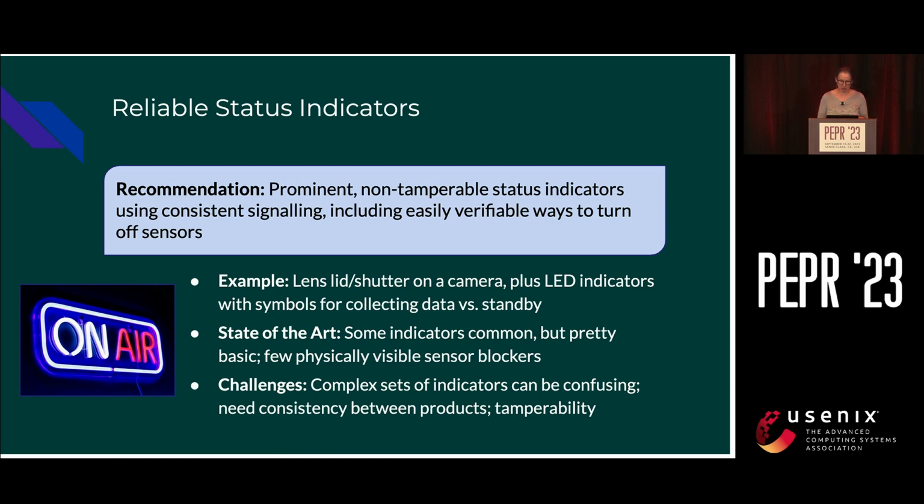So researchers have also recommended prominent non-tamperable indicators showing whether the device is collecting data or on standby, such as LED indicators with consistent symbols, and easily verifiable ways to turn off sensors, such as a lens lid or a shutter for a camera. And status indicators are pretty widely used in commercial products, but they tend to be pretty basic and they are often confusing. And not many products have verifiable cues that sensors are shut off. Challenges include, again, that making indicators more complex doesn't necessarily help the confusion, so they need to be consistent across products.